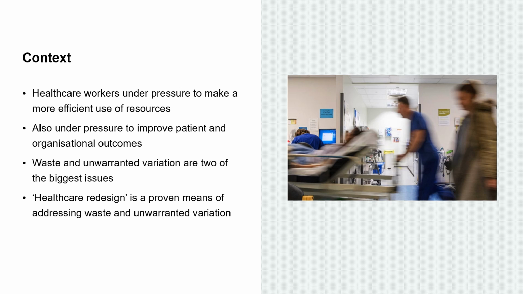So an example would be if a patient presented to hospital A and they got the gold standard treatment they deserved, and then the same patient, if they were to go to hospital B, only got say half of what they needed, that would be an example of that unwarranted variation, as we call it. But thankfully, we know that the method known as healthcare redesign is a proven means of addressing both waste and unwarranted variation.